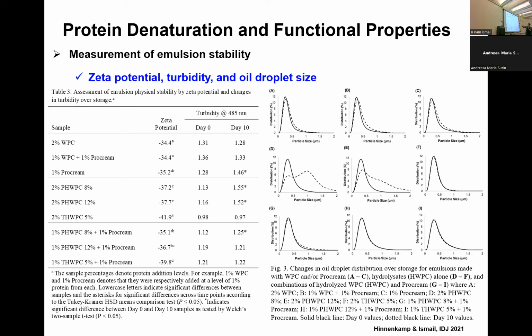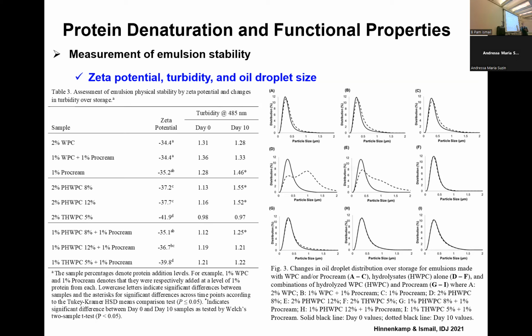So we looked at changes of particle size over time. The solid line is time 0, and the dotted line is after 10 days. This is the distribution in size of the oil droplets. One of the formulations, after 10 days, shows a spread of particle size that increased. That means your oil droplets coalesced and increased in size over time. With other types of proteins we've used, the particle size distribution remained constant over the 10 days of storage.